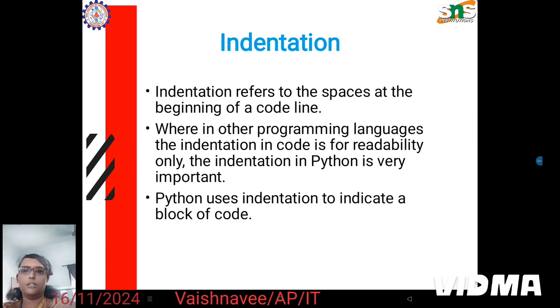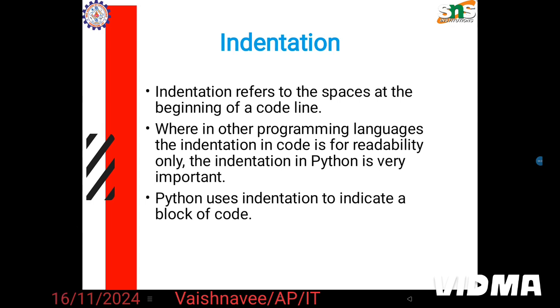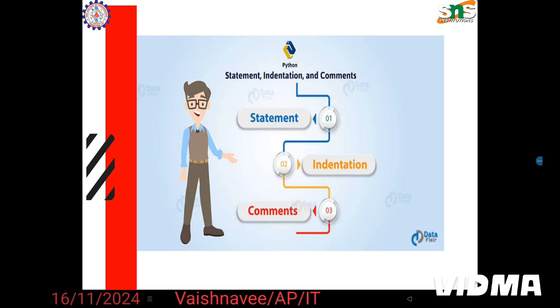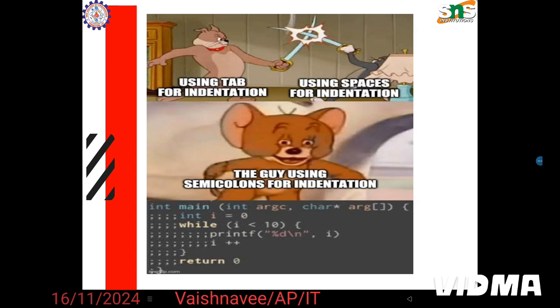Python uses indentation to indicate a block of code, because in other languages like C and Java we have curly braces to define whether the loop has started or ended. Here there is nothing like that. Only the space and indentation say that it is the beginning of the loop and where it ends. So here the indentation plays a major role. So a statement, then indentation, then a comment. This is the way it goes.